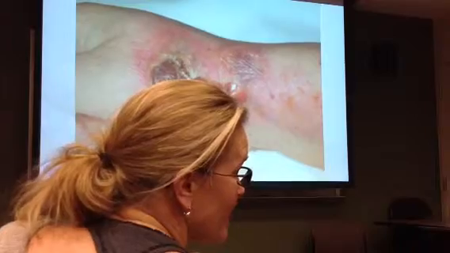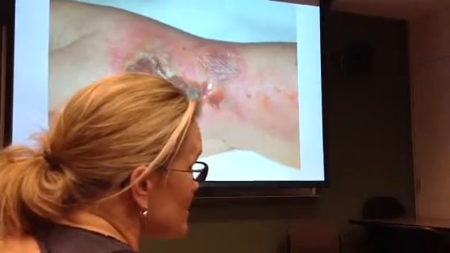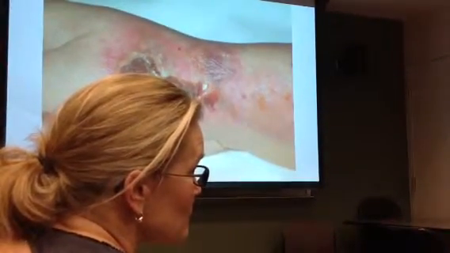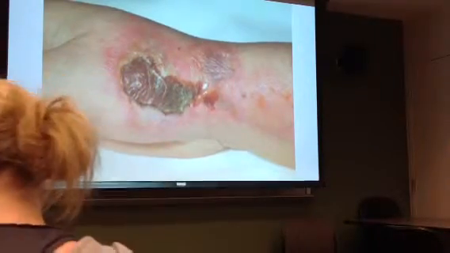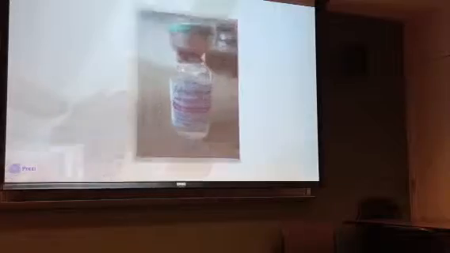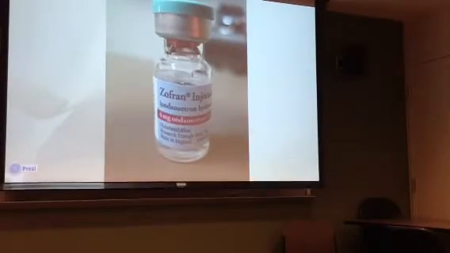Here's a picture of extravasation. You can see that the tissue where the IV was is quite necrosed, and hopefully they can get that surgically debrided. Here's a picture of Zofran. We're giving this for vomiting.